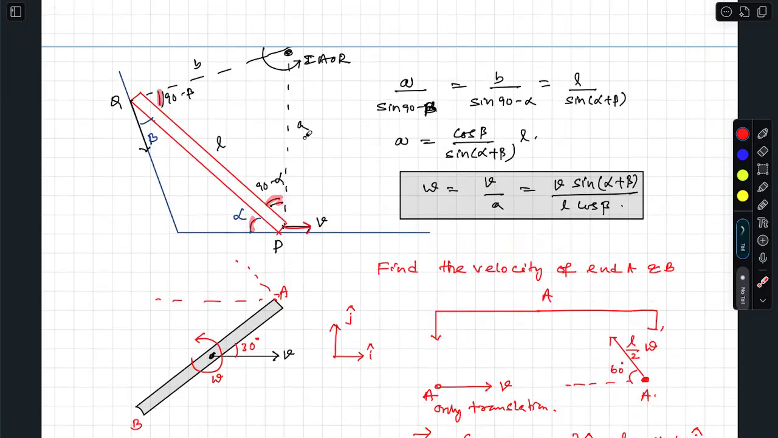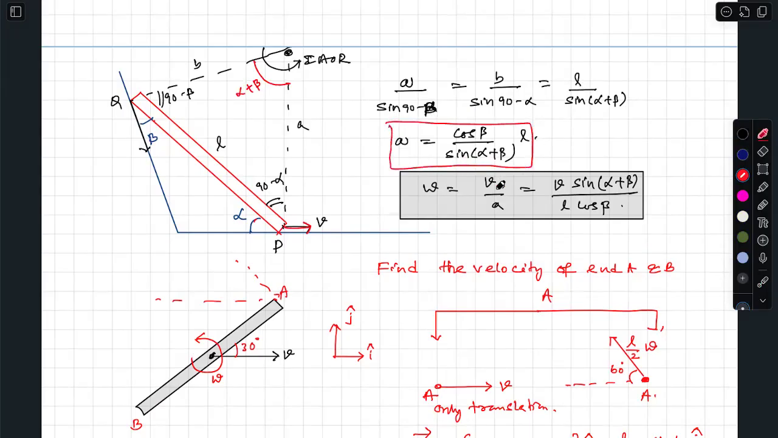In the triangle, A by sin 90 minus beta is B by sin 90 minus alpha. Here this is 90 minus beta, this is 90 minus alpha. Can you please tell me what is the angle here? The angle here is alpha plus beta. So therefore, that is L by sin alpha plus beta.